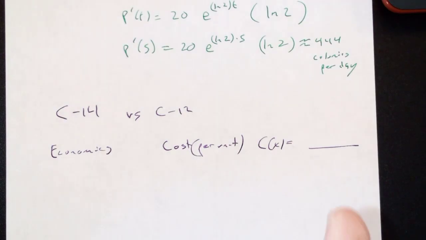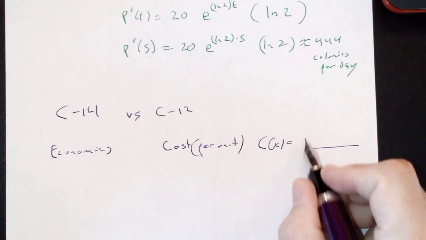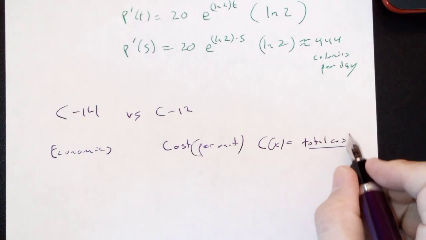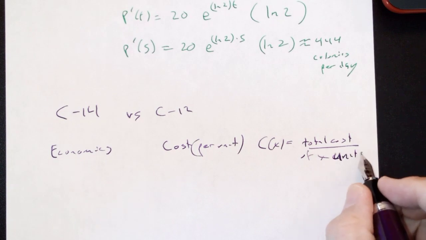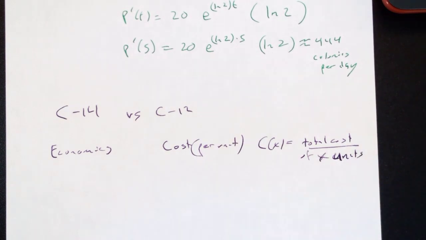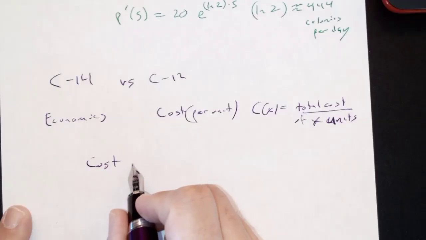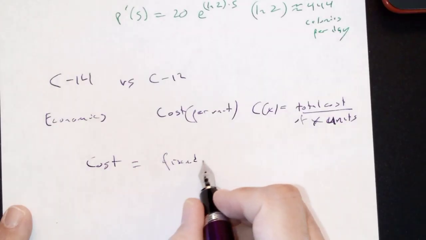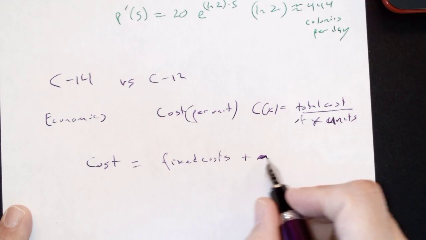A cost equation. Cost, C of X, is total cost of X units. So if I make 1,000 somethings, I'll tell you how much it costs. So we think of cost as having two parts: fixed costs and cost per unit.